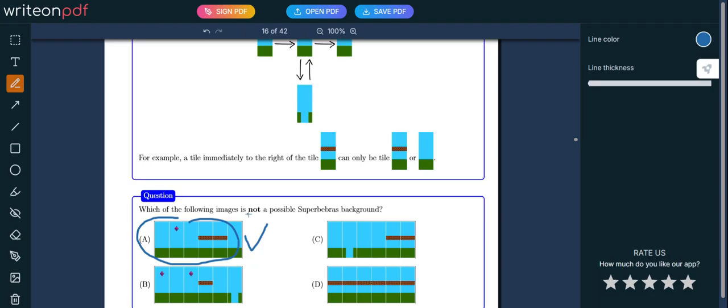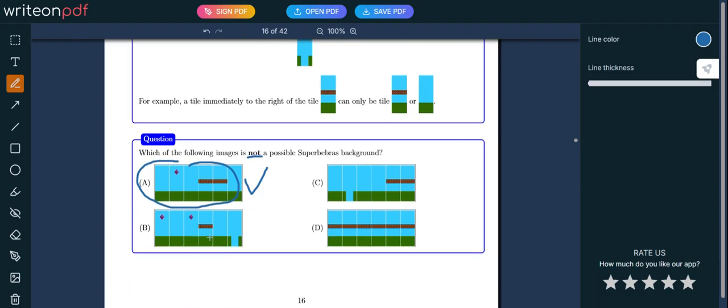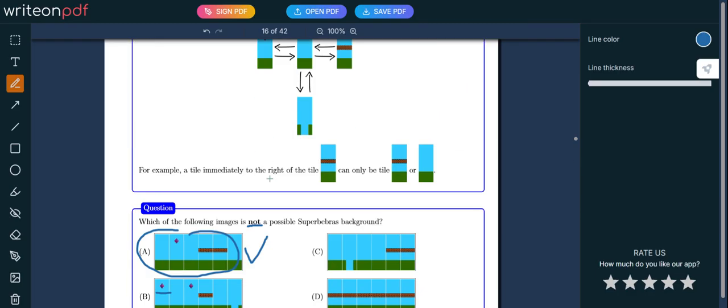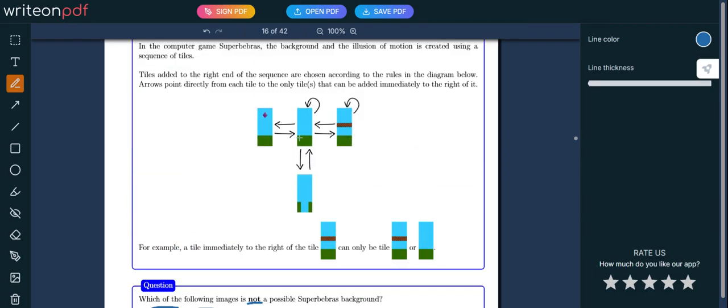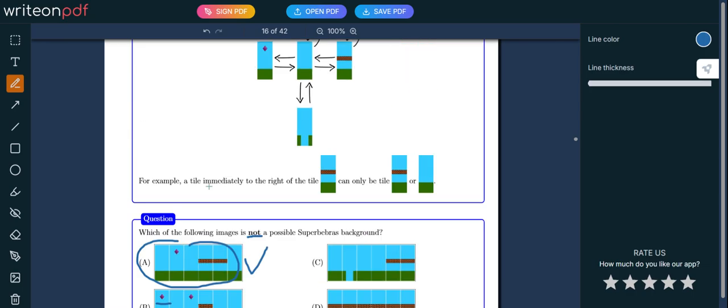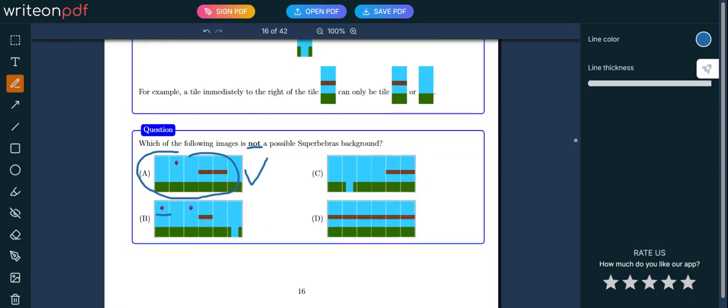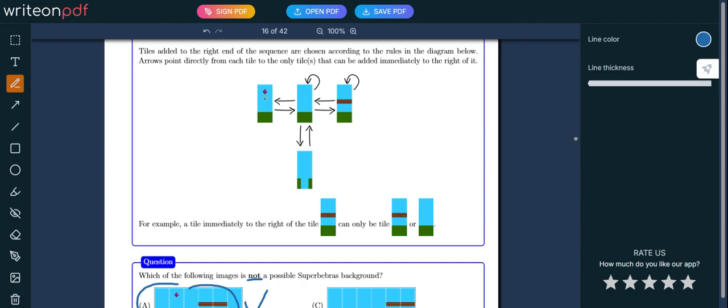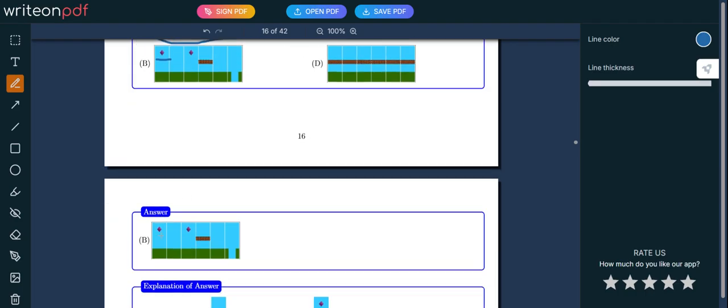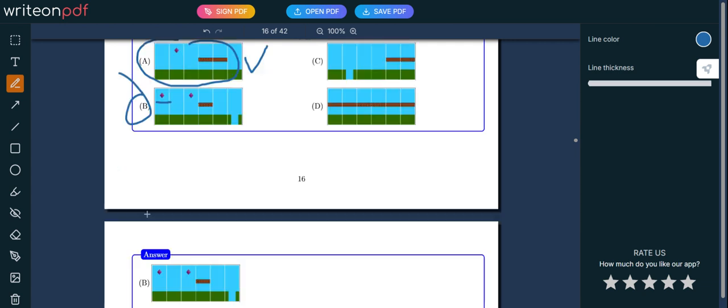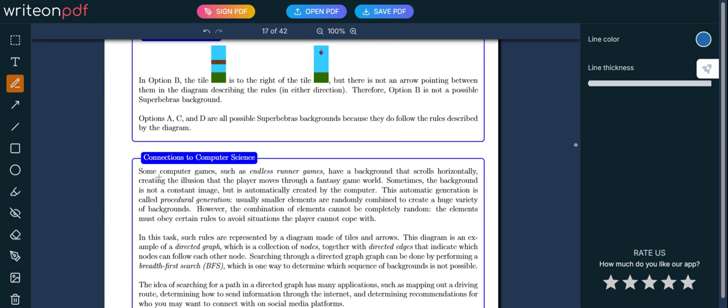But they're saying which is not possible. So let's look at B. We have a diamond. Okay, we're starting from here. We have a blank. Then we go back to diamond. And then we're jumping to a brick. There is no line that goes from here to there. So we know that B is the correct answer. As you can see, that's correct.